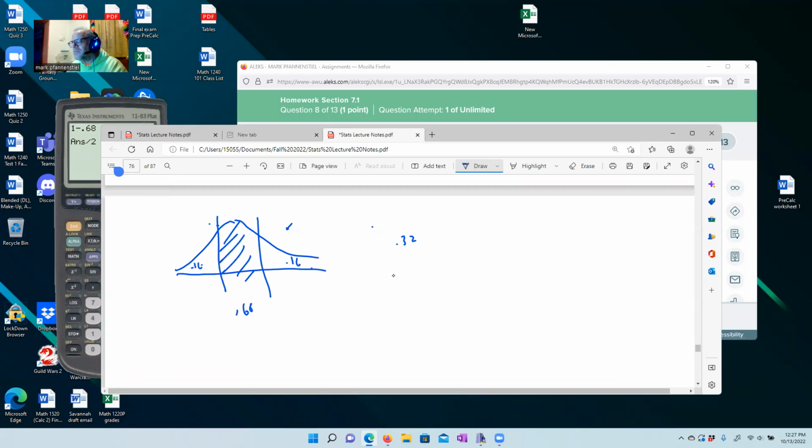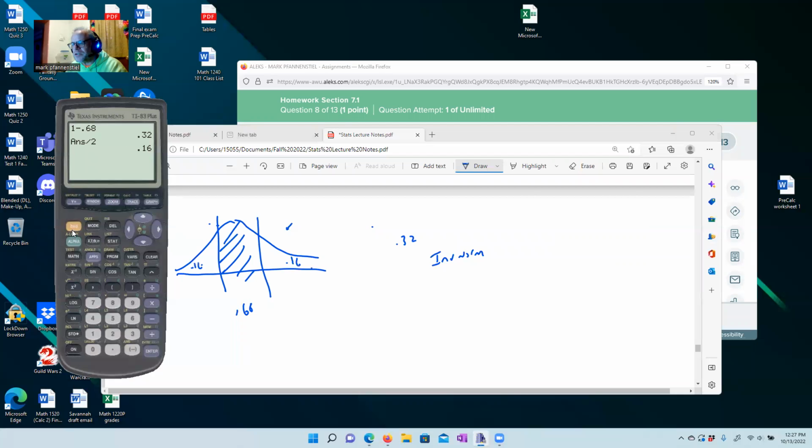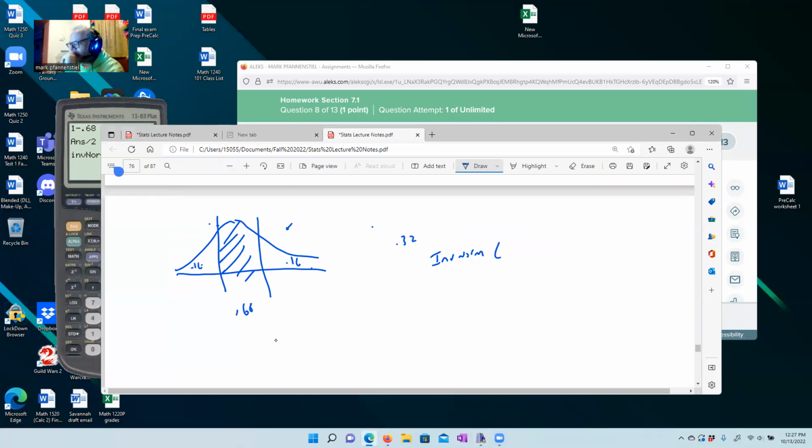Okay, so what we're going to do is we're going to type in inverse norm. Okay, we need to go back to the distributions here. So second function, distributions. Okay, and we're going to, INV norm. And then the way you put the inverse norm, it's the probability, it's the percentage to the left. So that's area to the left.